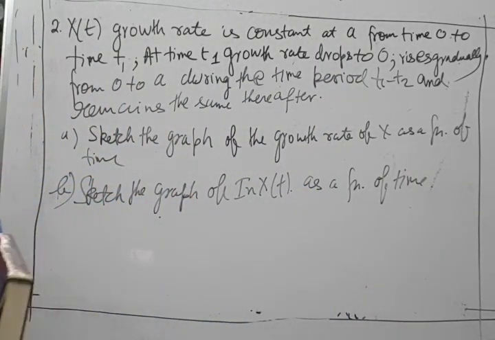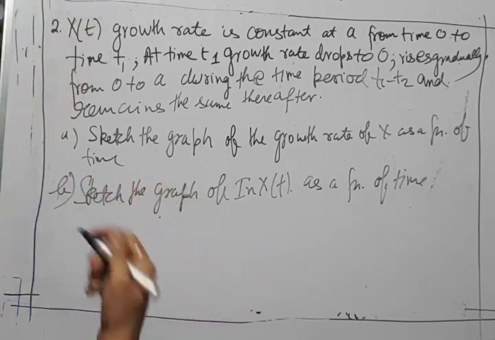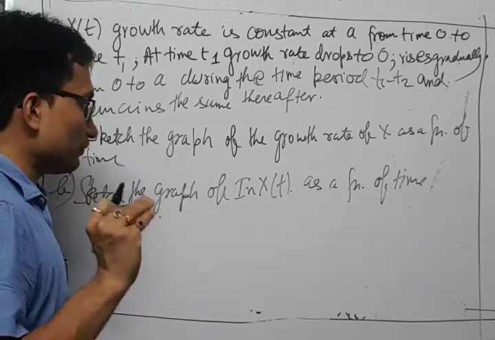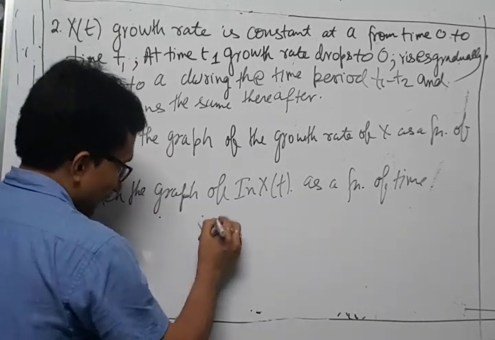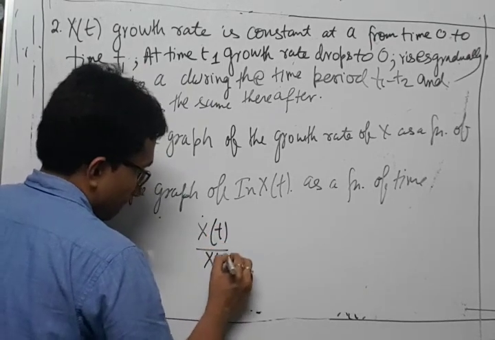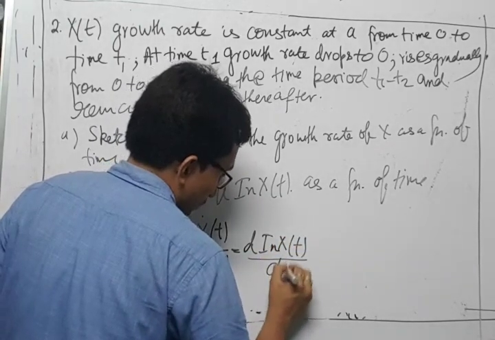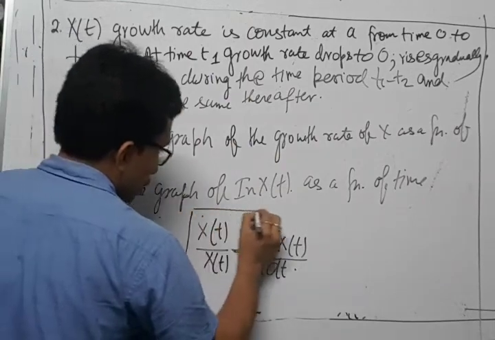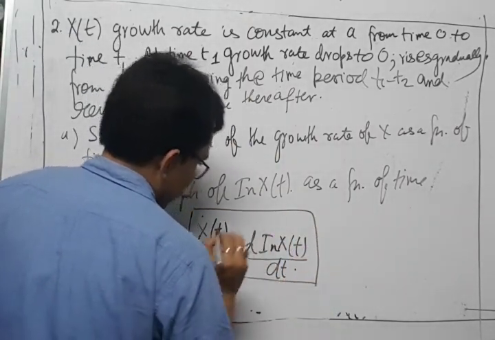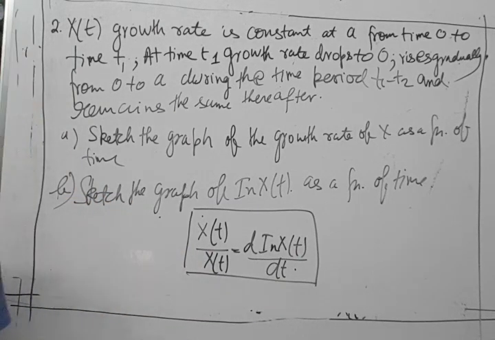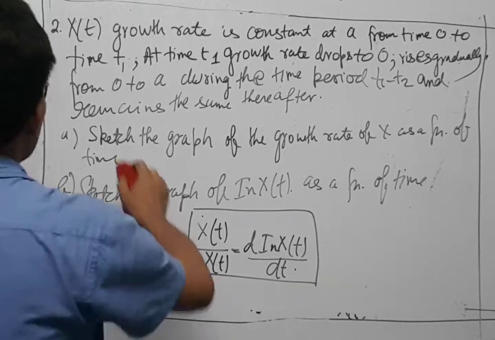So we have to draw the graphs, and before we start, let me tell you that the growth rate of any variable is equal to the derivative of the log of that variable with respect to time. That means x dot(t) by x(t) is nothing but d of log of x(t) by dt. We'll use this relation to sketch the graph of log of x(t) as a function of time. But let us start with first the part A of the problem. So if we look at the part of the problem, let us then draw the graph.